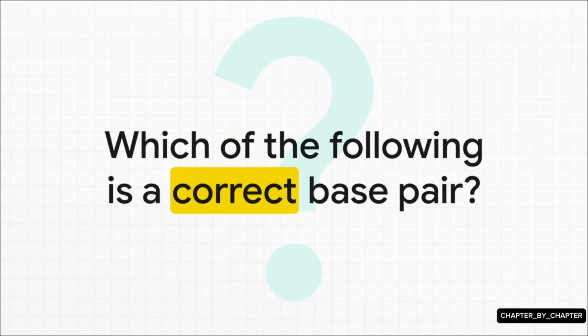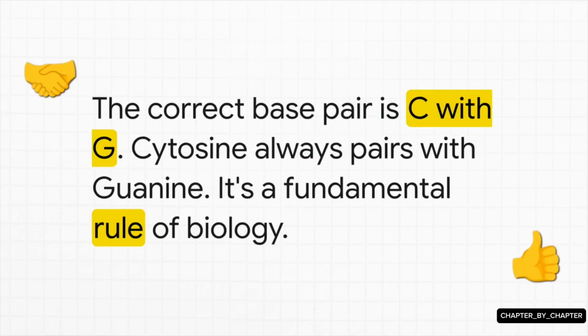See, the bases have really strict pairing rules. They're picky. Only certain ones can connect. So do you know which base always pairs up with cytosine? You got it. The correct answer is cytosine with guanine. C always pairs with G.